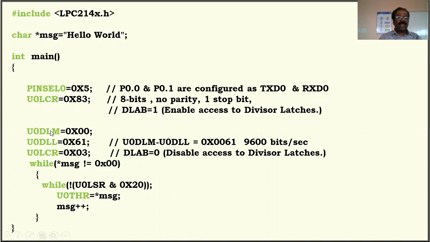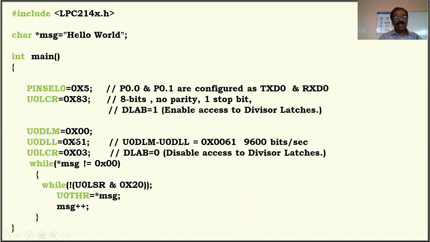Therefore, this is the 8-bit higher order and 8-bit lower order divisor latch register. Then you have to load 0x00 here and 0x61 here. This is for the baud rate of 9600 bits per second. After this step is completed, you have to make DLAB equal to 0. Then you have to write 0x03 into the line control register.